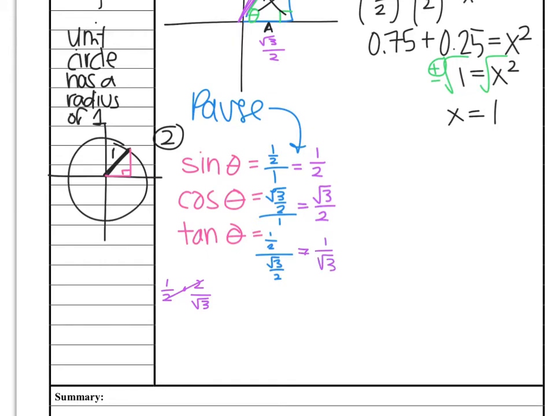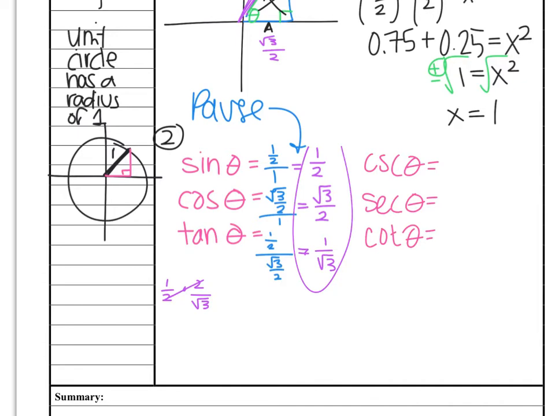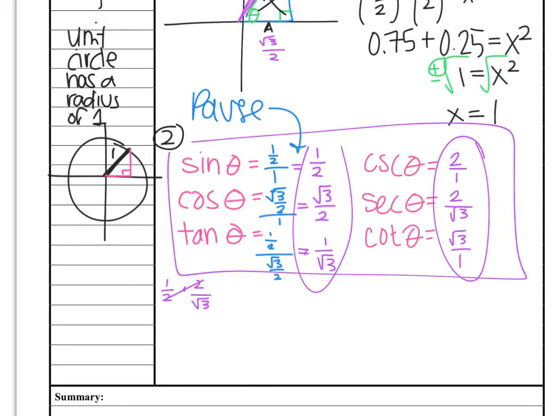Your next 3 should be even easier. Sine matches with cosecant theta. Cosine matches with secant theta. And tangent matches with cotangent theta. And all we do is take now the purple ones and flip them upside down. So 2 over 1, 2 over square root 3, and square root 3 over 1. And you are done with this skill. Well, learning it at least. Now you gotta go practice.